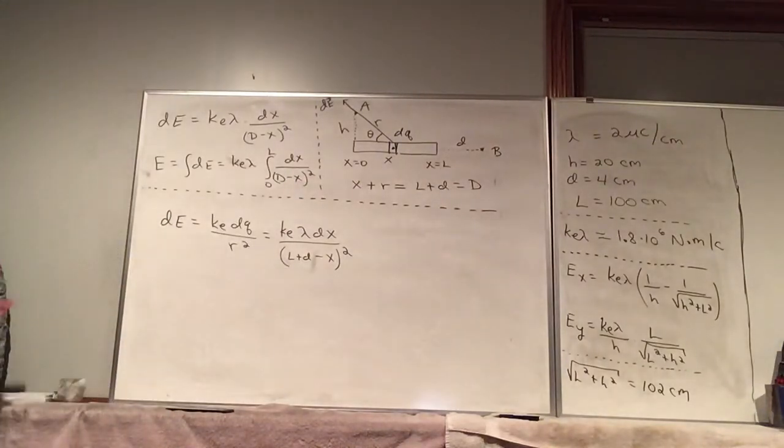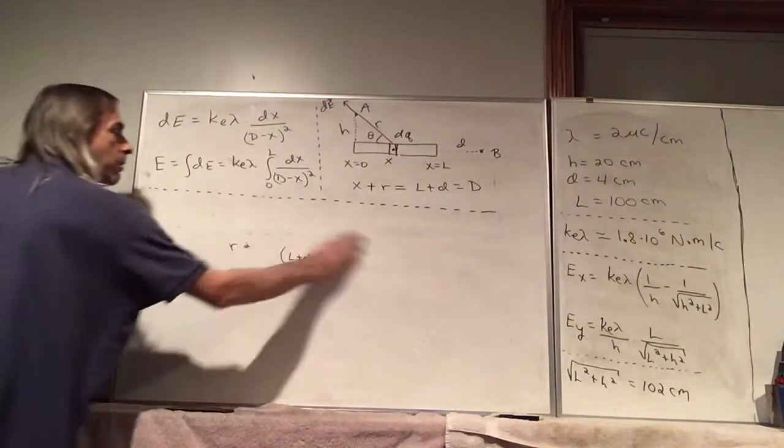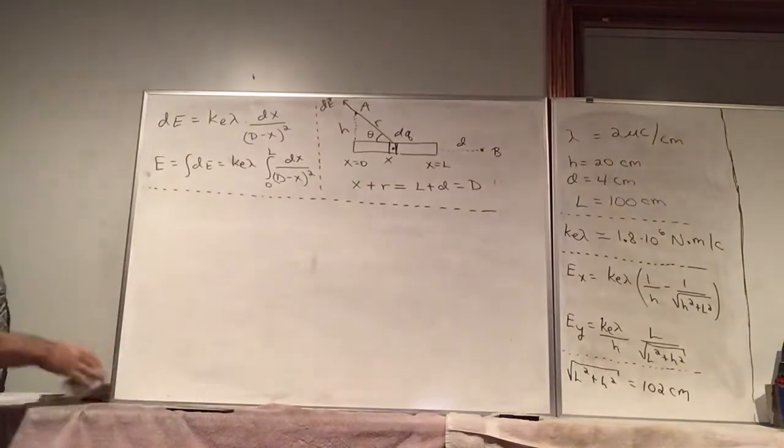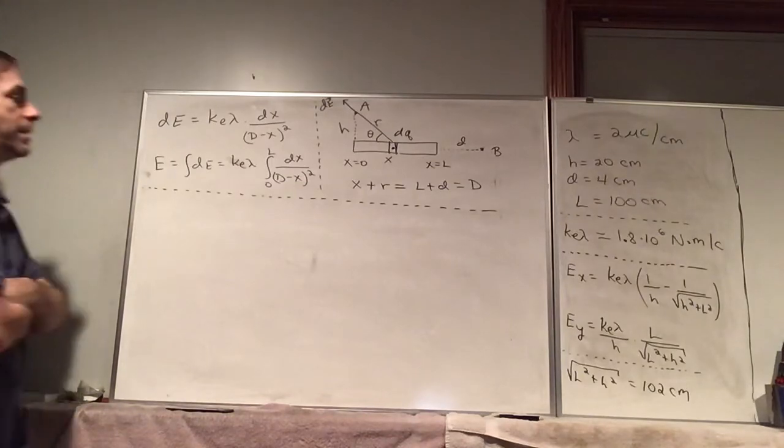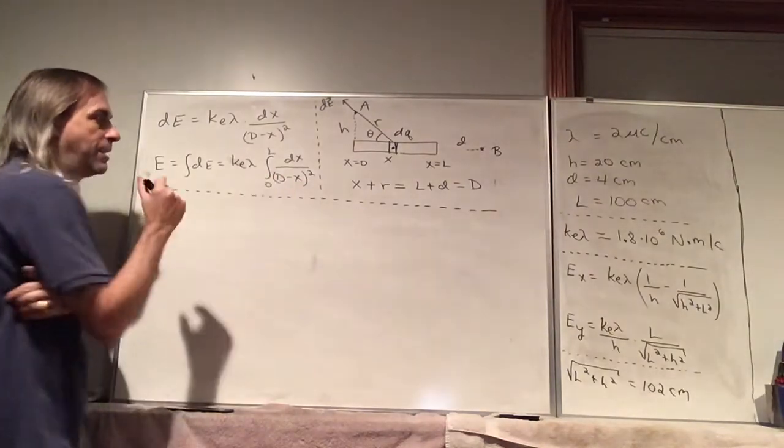Okay, so that is our electric field, and now we just have to do this integral. So again, this one's a little bit easier because there's no breaking things into components. And yeah, really all we want to do here is make a U-substitution, because D is a constant.